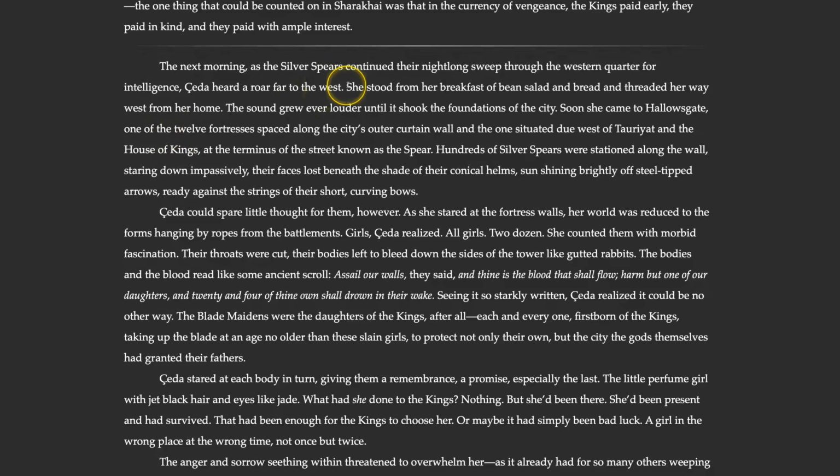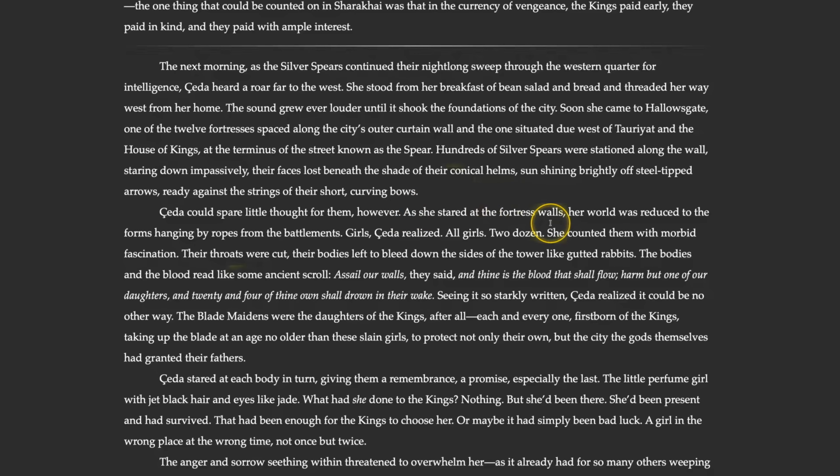So the next morning, as the Silver Spears continue their night-long sweep through the Western Quarter for intelligence, they're looking for the Moonless Host, the people who did this, and the people who aided them in any way. And then Cheta hears a roar far to the west, and so she leaves her home and goes to it until she comes to Hallowsgate, this fortress. And then we see what the kings did in response to this attack by the Moonless Host.